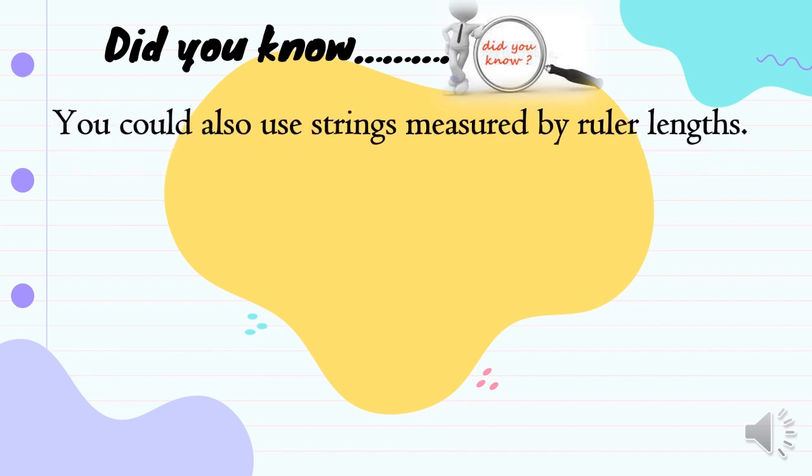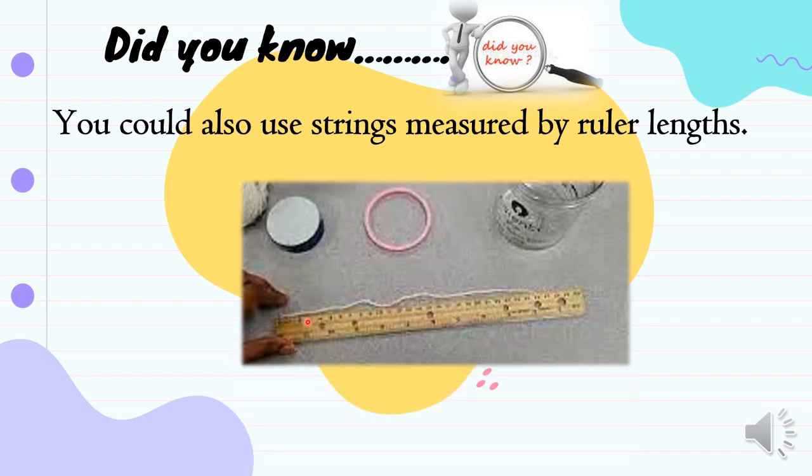Did you know you could also use strings measured by ruler lengths? You know a ruler, right? You could cut a piece of thread from one end of the ruler to the other end of the ruler. Now your string is exactly your ruler length. Now you can place that string beside any object to measure its length.